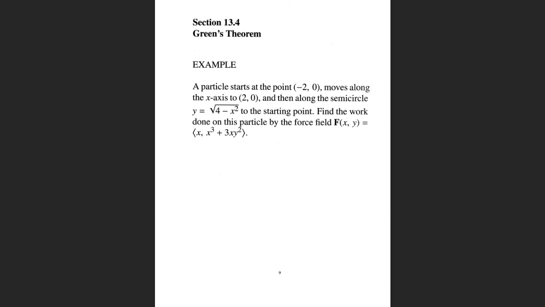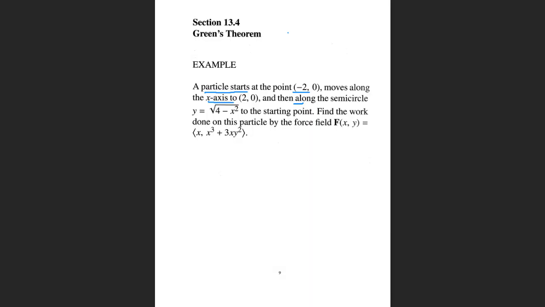Okay, so let's talk about this problem. So here we have a particle that starts at the point -2, 0, moves along the x-axis to 2, 0, and then along the semicircle, y equals square root of 4 minus x squared, to the starting point.